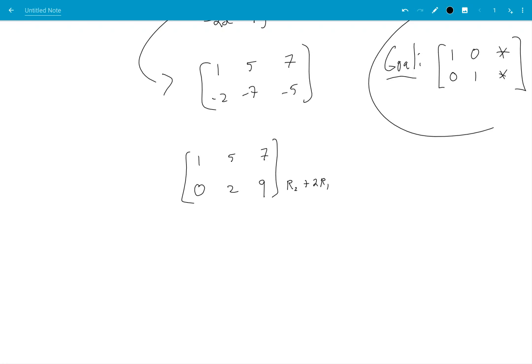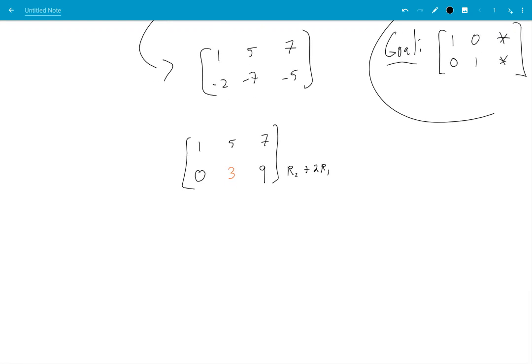So this is a case for Captain Double Checker. So what did I do? I did this operation. Okay. I went row 2 plus 2 row 1. So negative 2 plus 1 is 0. Good. Aha. Negative 7 plus 10 is not 2. It is 3. There we go. That looks better.